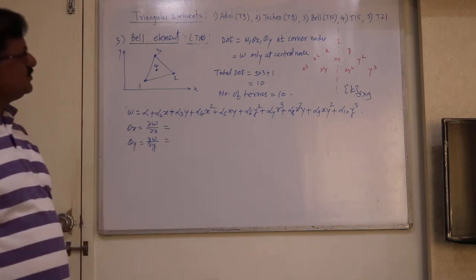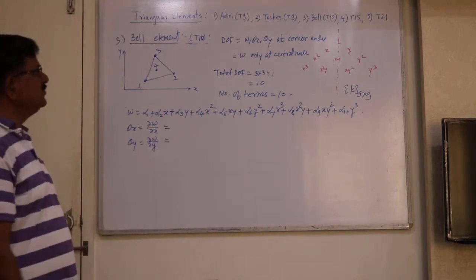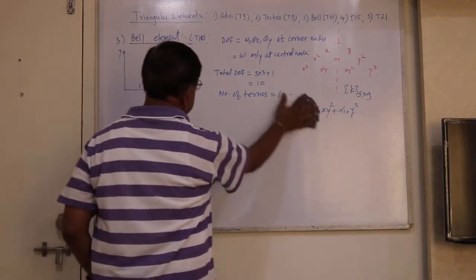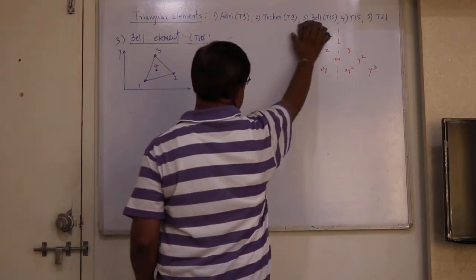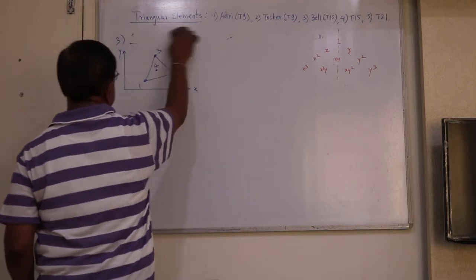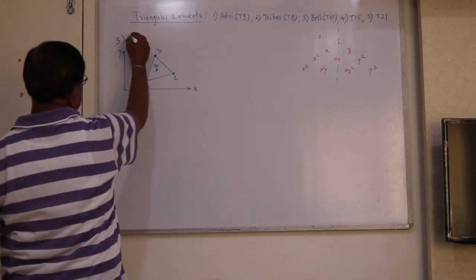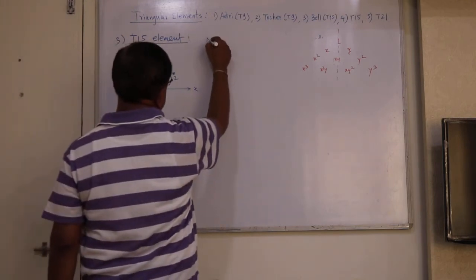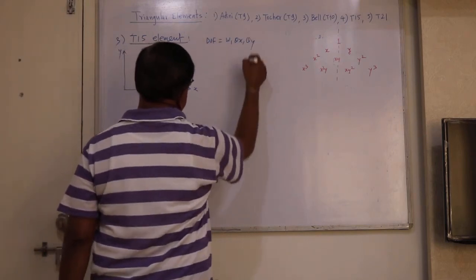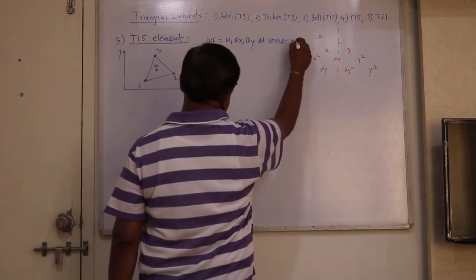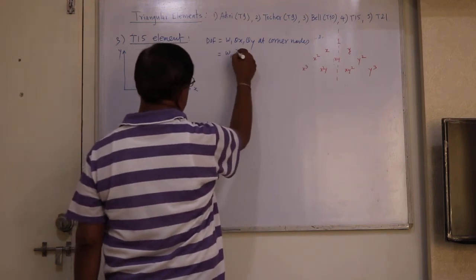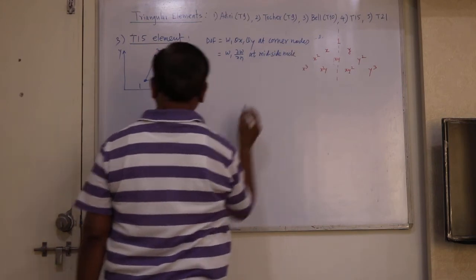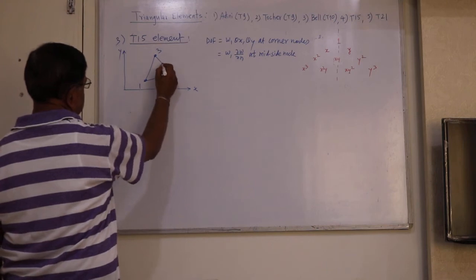The next, in order to improve the accuracy of the results, we can use the higher order elements, say T15, T21, etc. Say, let's consider T15 element. So in this element, degree of freedom equal to W, theta x, theta y at corner nodes, and W, dou W by dou n at mid side nodes. So this is actually a 6-noded element. So we have to consider the mid side nodes.